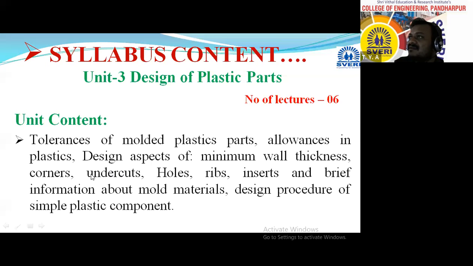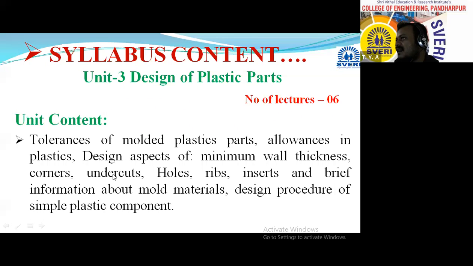Okay, then the design aspects related to how the corners should be provided, then undercuts, holes, ribs, inserts. Why are we providing all this? Why provide minimum wall thickness? Why are corners provided? Why are undercuts provided? Why we are providing all these parts, and how we are going to provide it, that is, related to its dimension. That part we are going to discuss in this chapter.